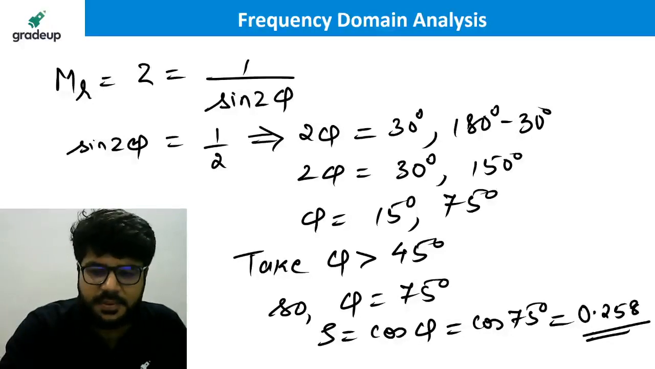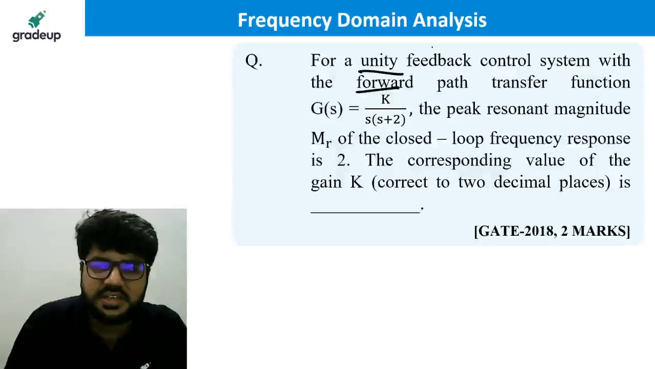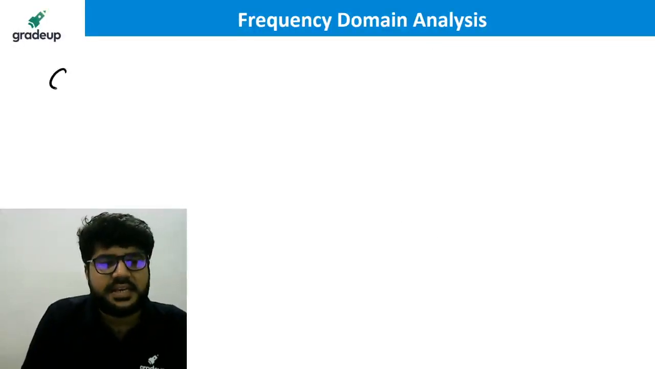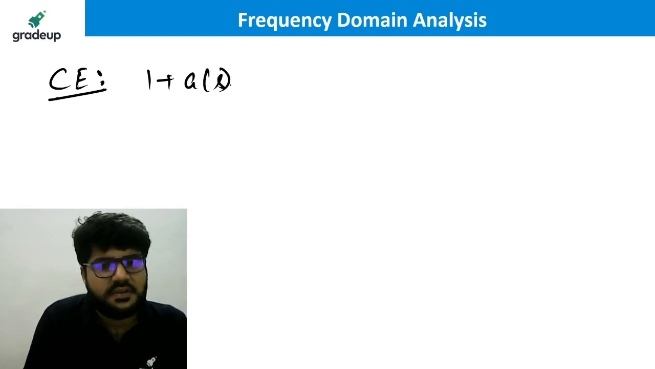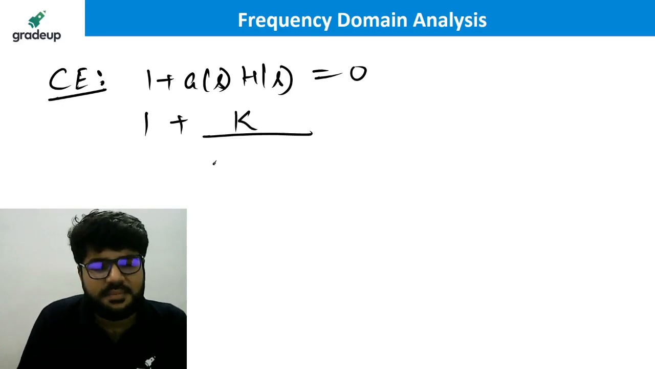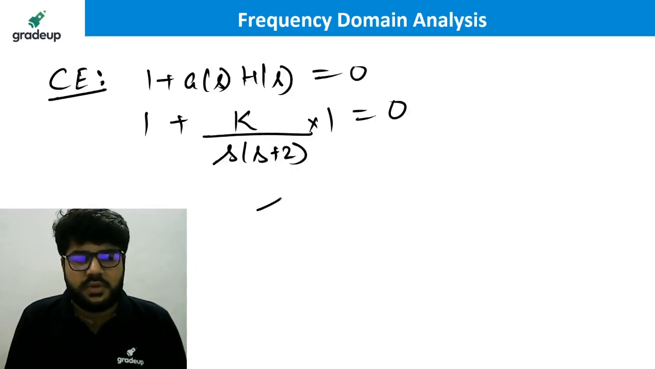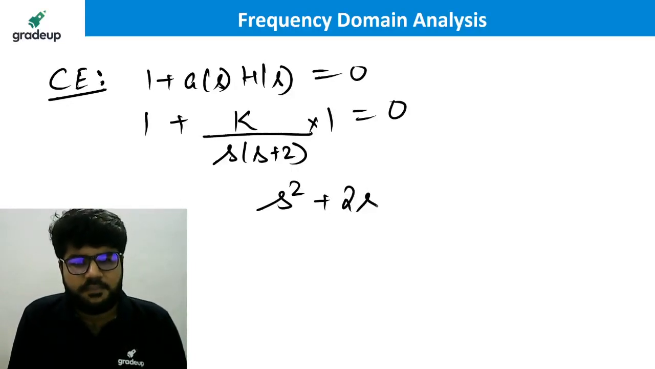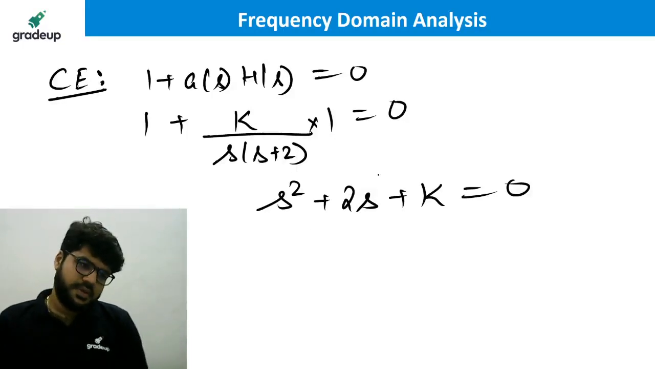Now zeta is obtained, G(s) is given, unity feedback, forward path transfer function given. So what is the characteristic equation? 1 plus G(s)H(s) equal to 0. That is 1 plus G(s) is given as K by s(s plus 2), H(s) is 1, unity feedback, equal to 0. So you get s square plus 2s plus K is 0. Rest you know.